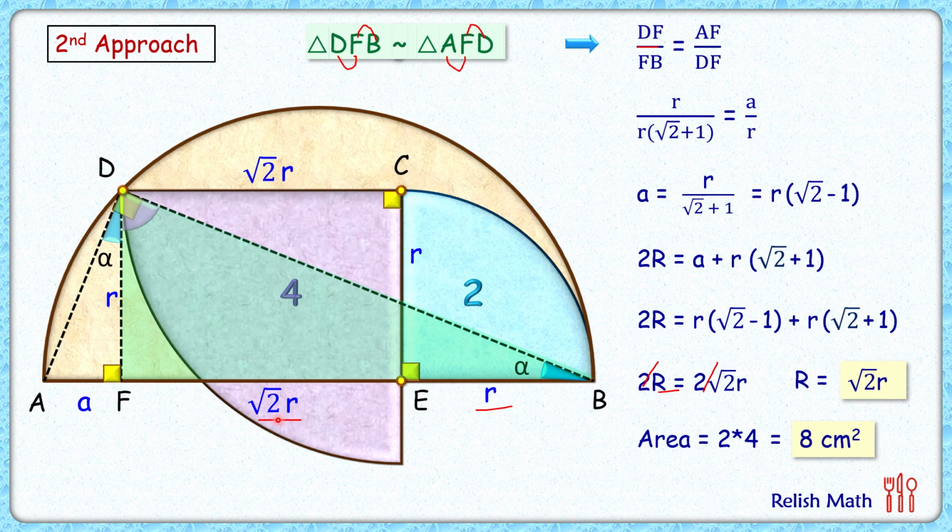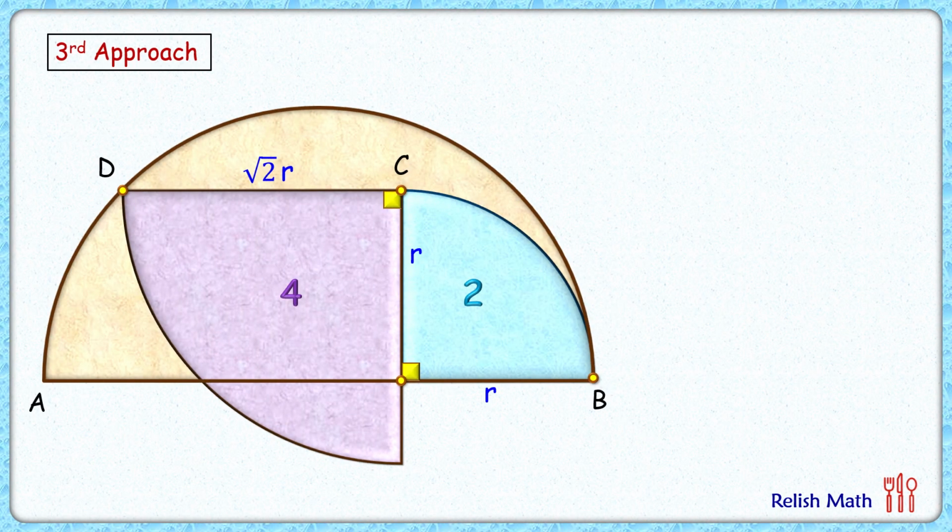Now let's check the third approach, the most elegant approach for this question, in which we'll be using just basic concepts of geometry related to rhombus. So for that, let's first join BC here. Now an isosceles right angle triangle is getting formed, in which BC is the hypotenuse, which we can find by using Pythagoras theorem as root 2R.